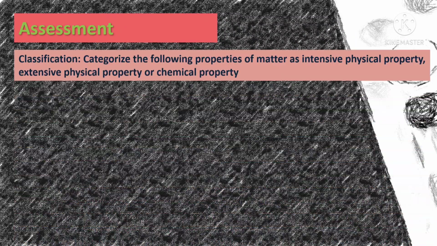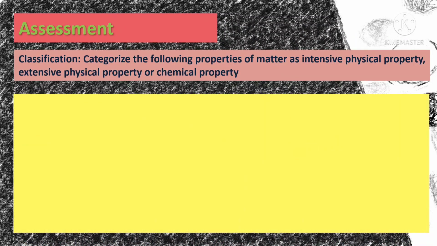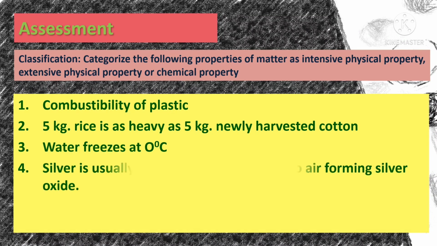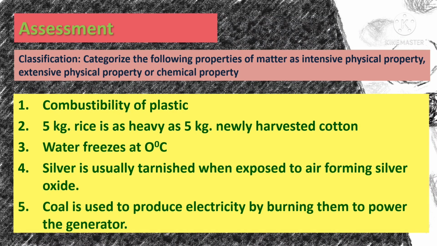Check if you are still doing good. Try this one. Categorize the following properties of matter as intensive physical property, extensive physical property, or chemical property. Answer this in 30 seconds. Your timer starts now.